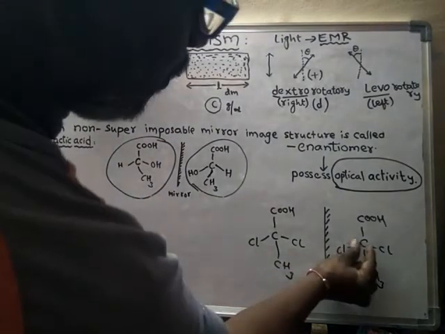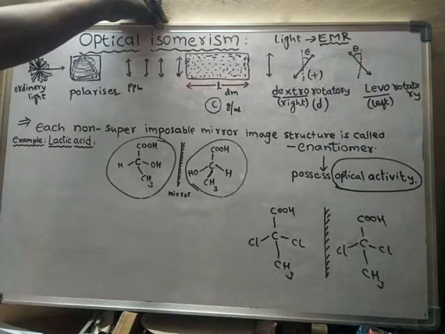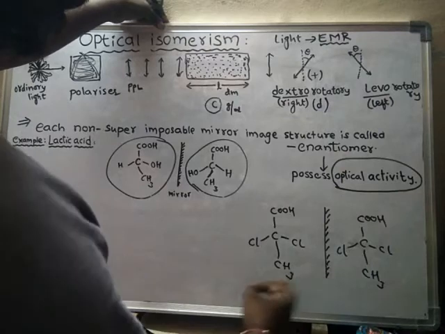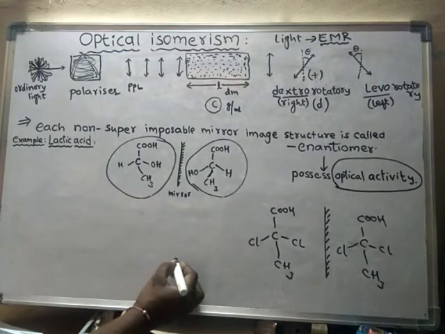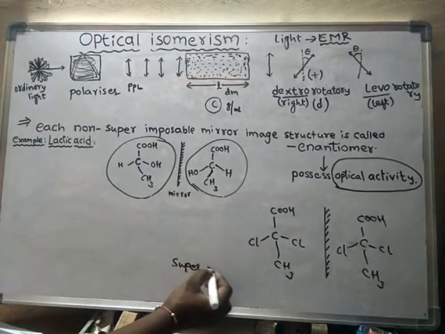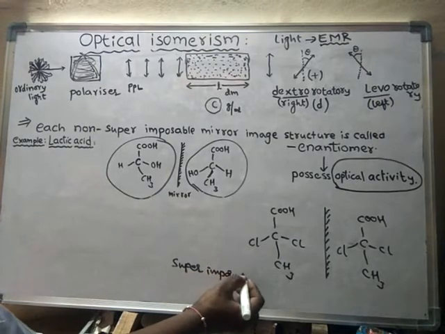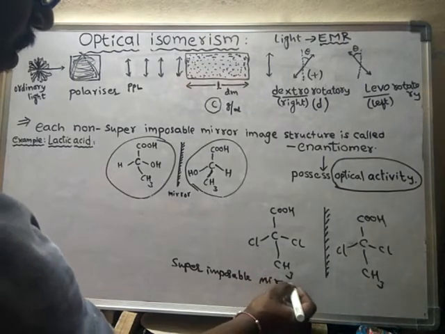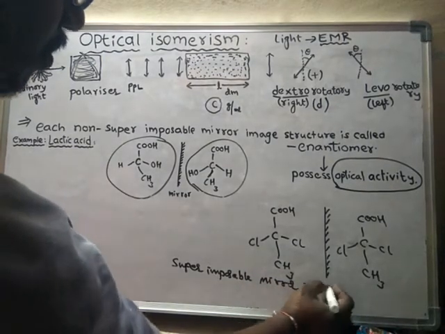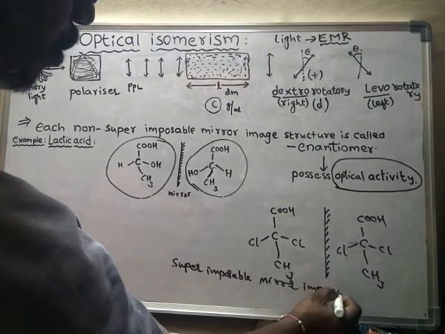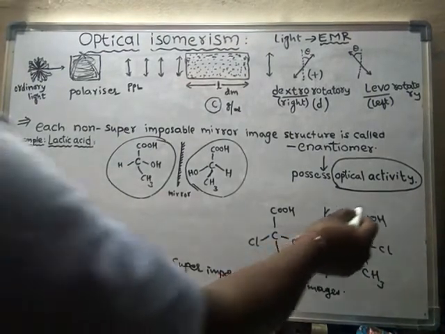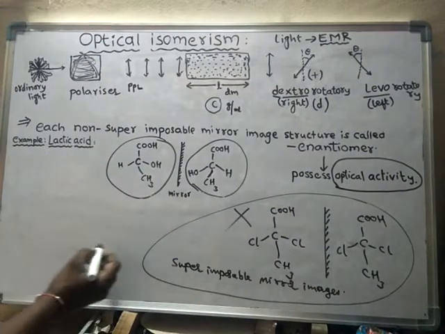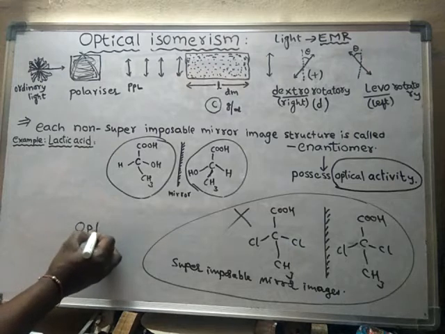If I lift this compound and keep it on this, what happens? Exactly, this will coincide with this compound. Then these two are said to be superimposable mirror images. So when they are superimposable mirror images, they are not optically active. They are optically inactive.